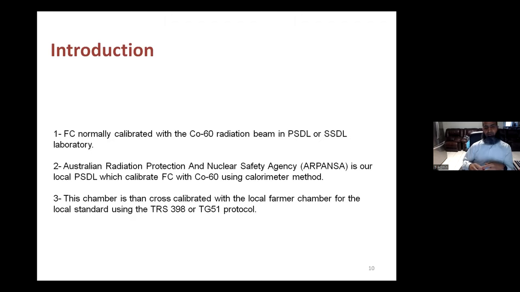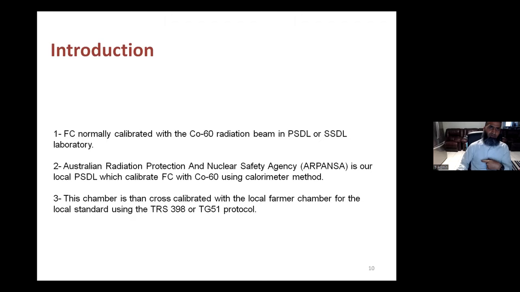Either you can do it in-house: you get your reference chamber, which is calibrated at the SSDL, and then you do the cross calibration at your home institution and use it for routine work. This is the normal practice, because they send one chamber to your lab, and when it comes, you do the cross calibration for all other chambers against the reference chamber that came from the SSDL lab. Or you can use the direct calibration, because it's not very expensive in Pakistan, but here in Australia, it's really expensive.